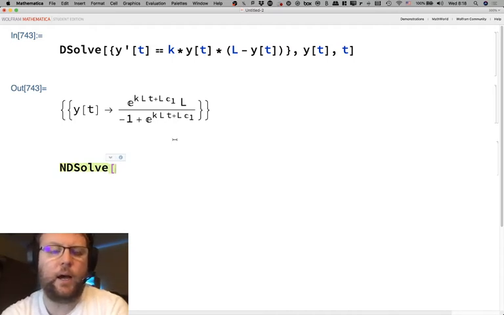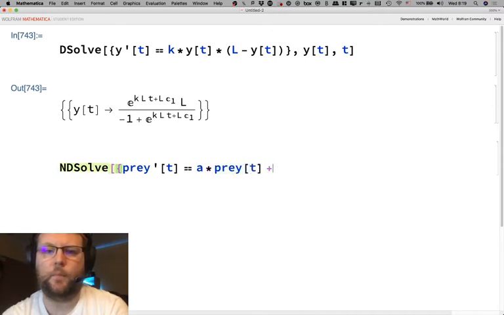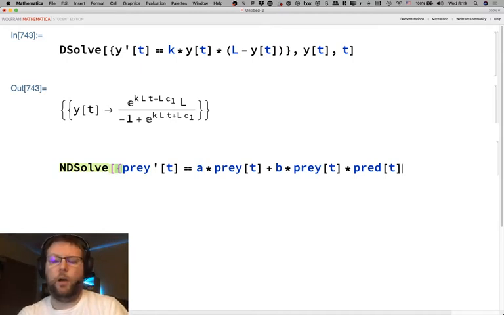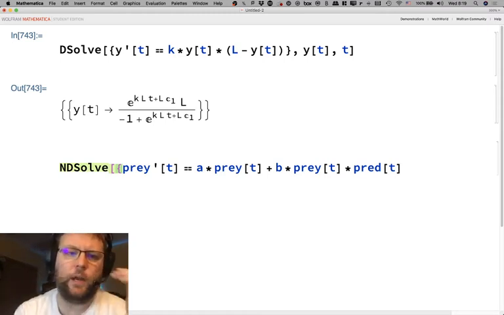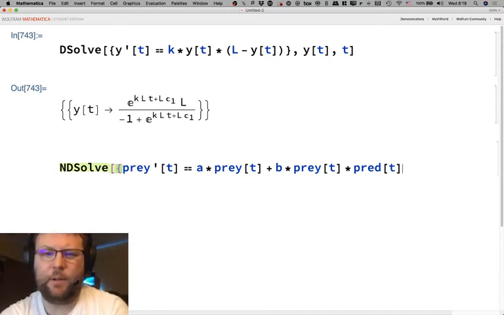So first, I need to specify the two equations. Let me say prey prime of t, excuse me, is alpha, or I'll just use Roman letters for convenience. I'm just going to use prey and pred instead of x and y, mostly because Mathematica sometimes gets annoyed if you name a function x, plus this will be a little bit more clear when you're looking back at it. All right, so that's our first equation.